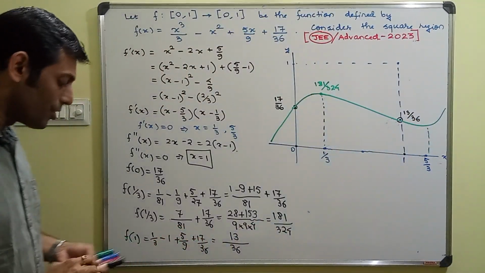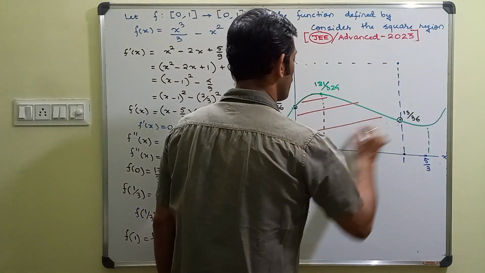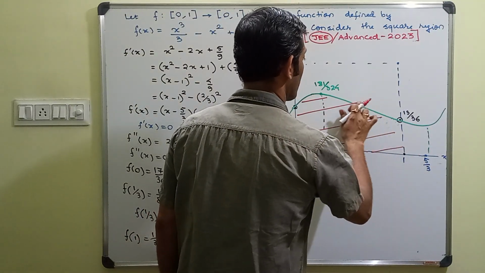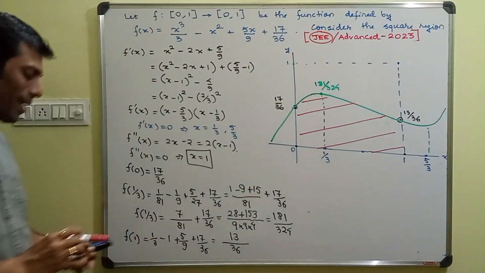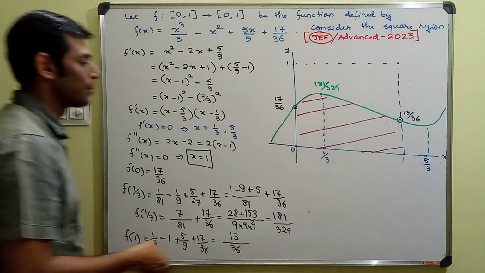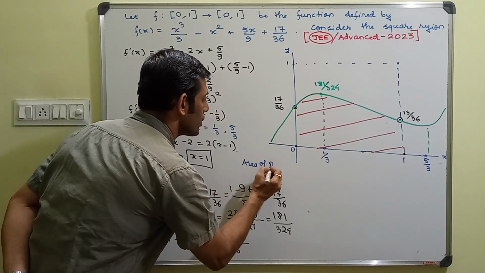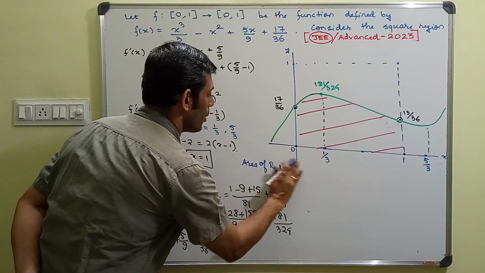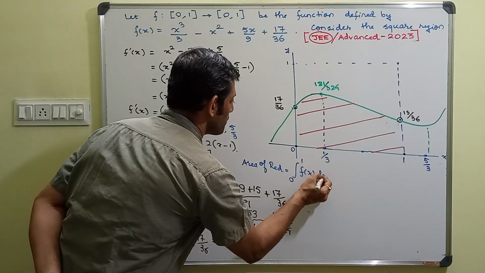Now see, the red region that we consider here, how much is the magnitude of the area in this red region below the curve? How much is the magnitude? So by integration we shall get it directly. So the area of the red, let's say the area of the red is equal to how much? That's going to be the integral from 0 to 1 of f(x) dx.